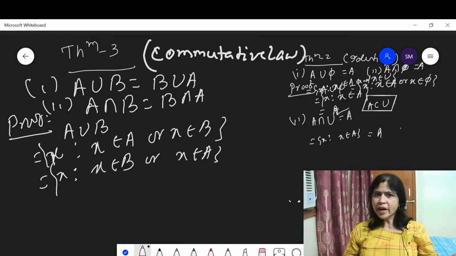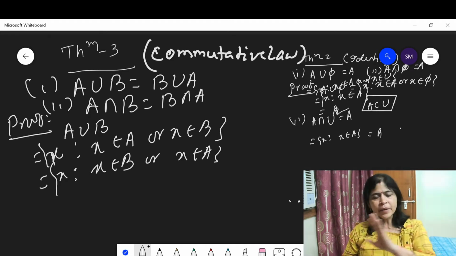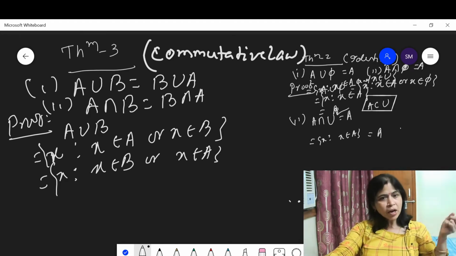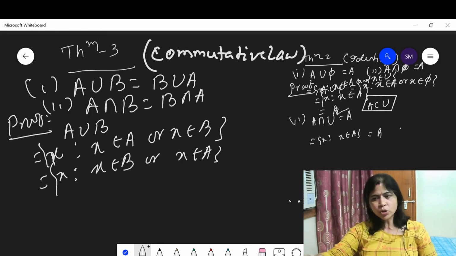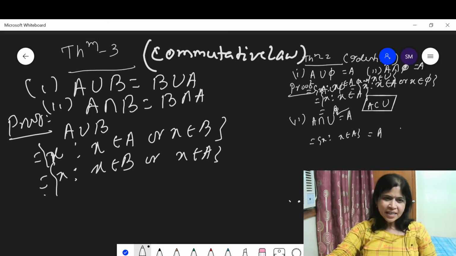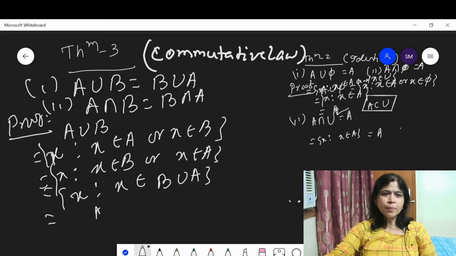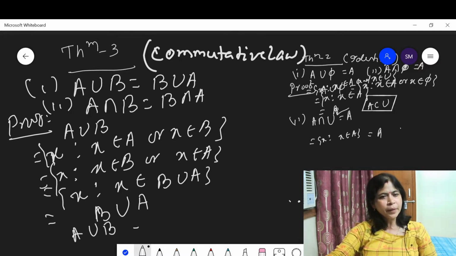I just alternate the place of A and B. Nothing is changed here. Then this means x belongs to B or x belongs to A, which implies that x belongs to B union A. This means A union B is equal to B union A. Hence we prove that A union B is equal to B union A.